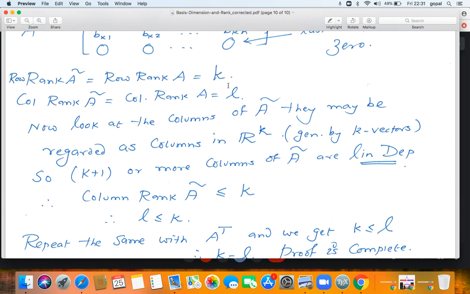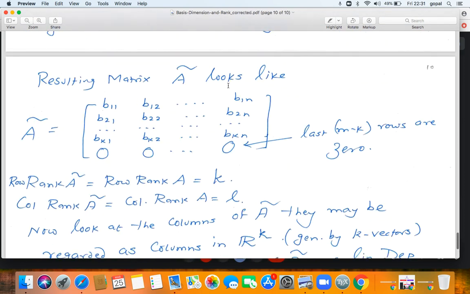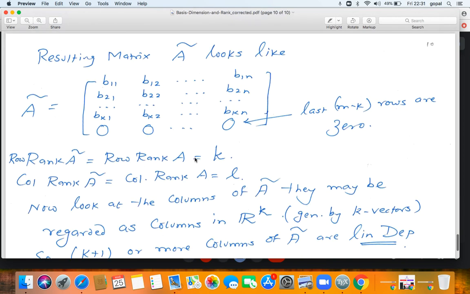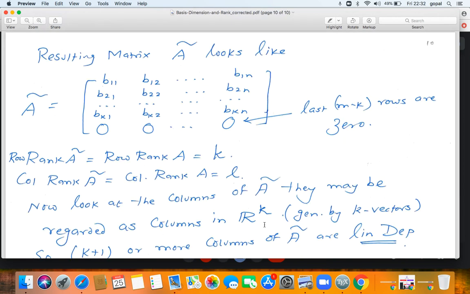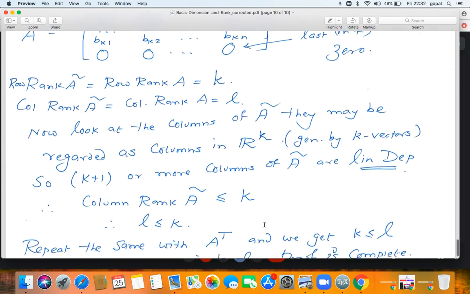And so applying this inequality to the transpose of the matrix, we get the other inequality, K less than or equal to L, and the proof is complete. Again, I want you to realize that we have used the fundamental lemma over here, that in R^k, a vector space generated by k vectors, k plus 1 or more vectors will be linearly dependent. The fundamental lemma, now we are beginning to understand how important the fundamental lemma is. So it is really fundamental.